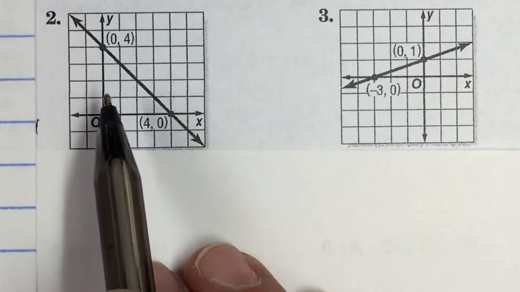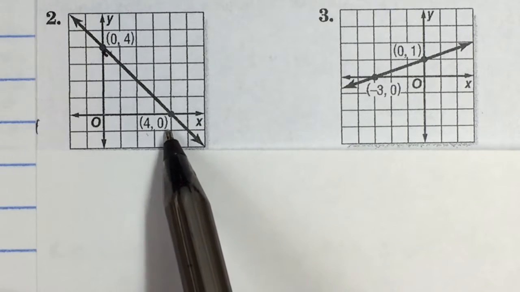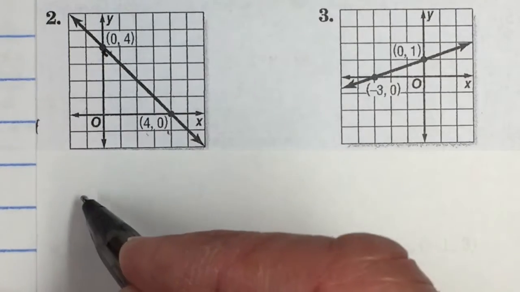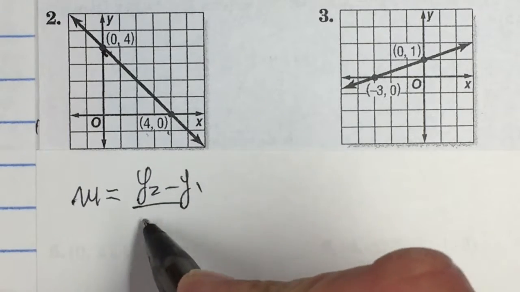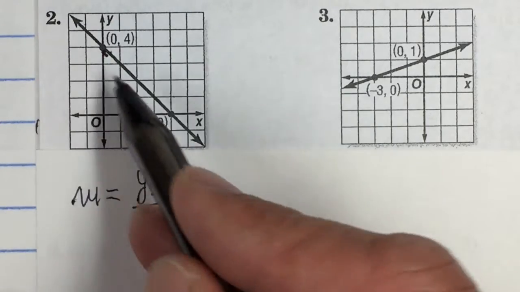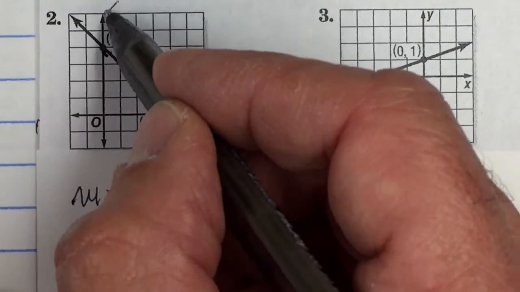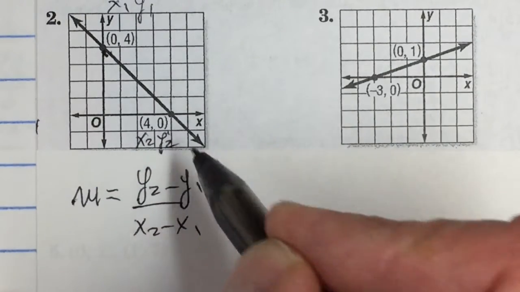Let's do number 2 now. Number 2 passes through the points (0, 4) and (4, 0). So in order to find my m, I have to do y2 minus y1 over x2 minus x1. We already know how to do that. Let's label. This comes first, so this is going to be x1, y1. This is going to be x2, y2, okay?